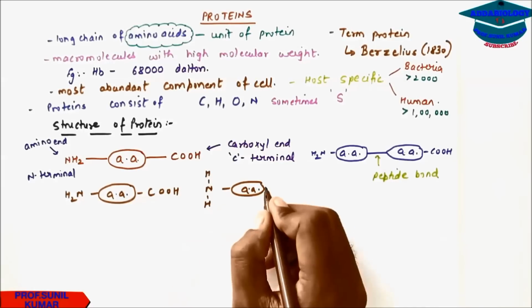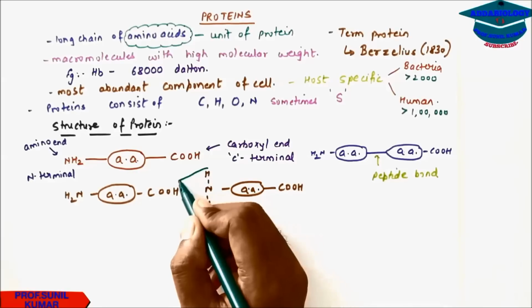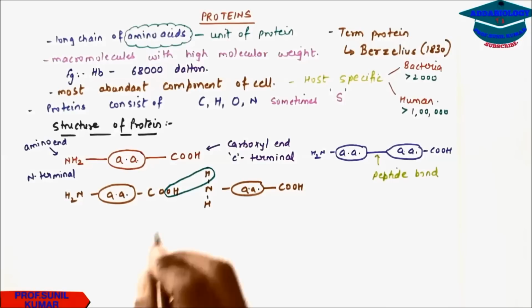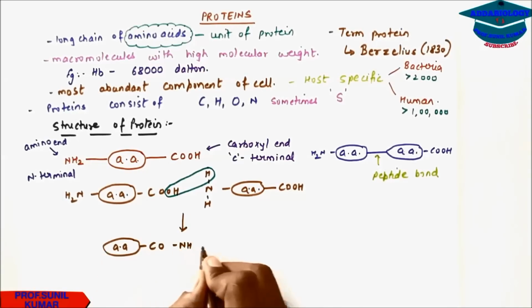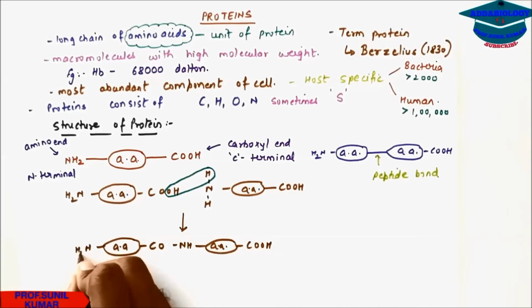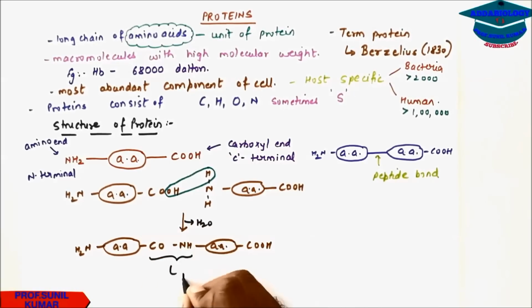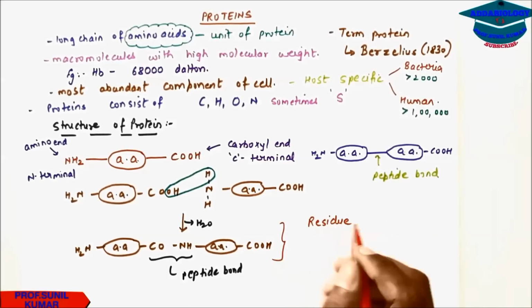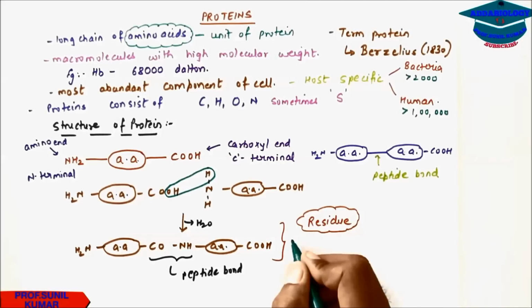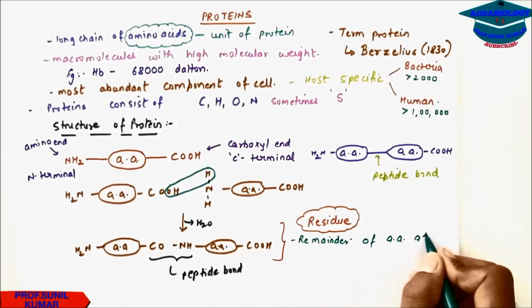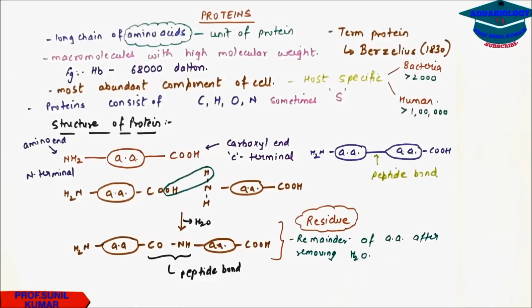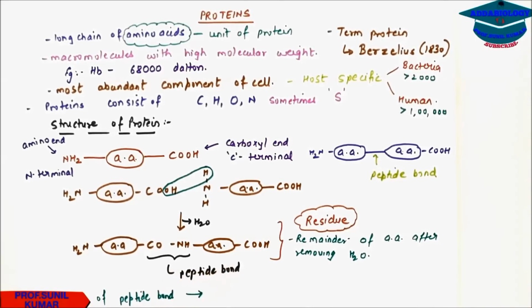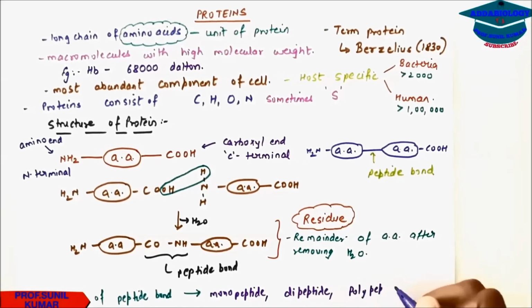So two amino acids are written. COOH contributes OH and NH2 contributes H, so there is loss of a water molecule. Finally we get a bond, and this bond is called a peptide bond. Whatever is left behind of the amino acids after losing the water molecule is called the residue. So what is residue? The remainder of the amino acid after removing a water molecule. Depending on the number of peptide bonds: one peptide bond, monopeptide; two peptide bonds, dipeptide; more than two, polypeptide.